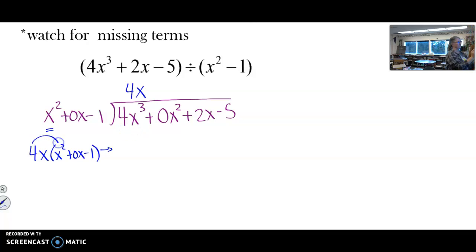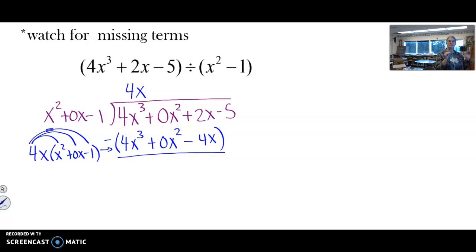So multiply the 4x times the x squared, that's 4x cubed. 4x times 0x is 0x squared. And 4x times the minus 1 is negative 4x. And then think about what you're going to do. You're subtracting all of these terms from the ones above. So I have 2x minus a negative 4x. Minus a negative, we're going to add it. So we end up getting a 6x.